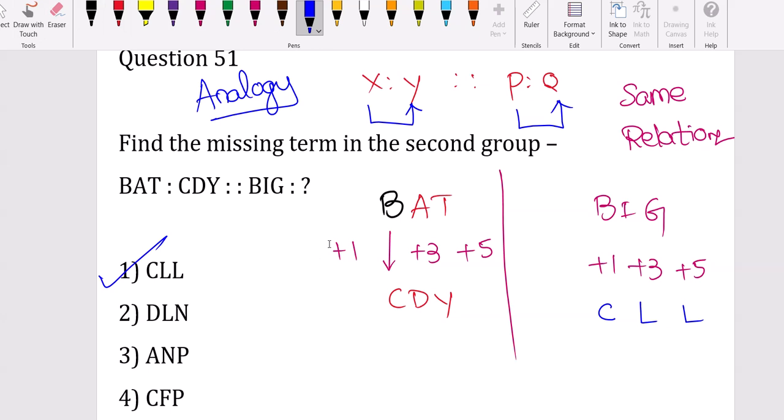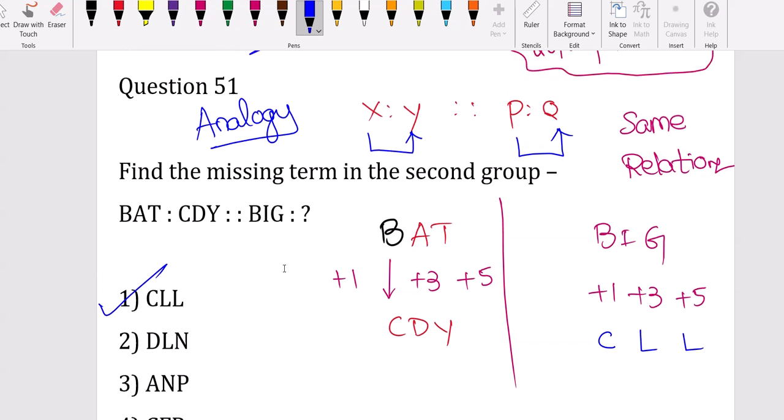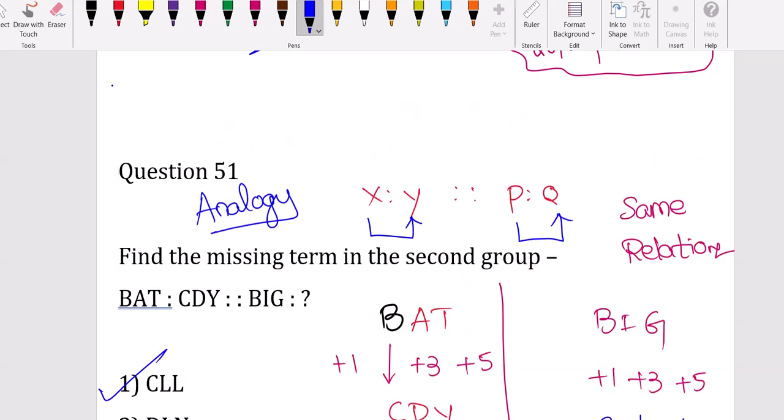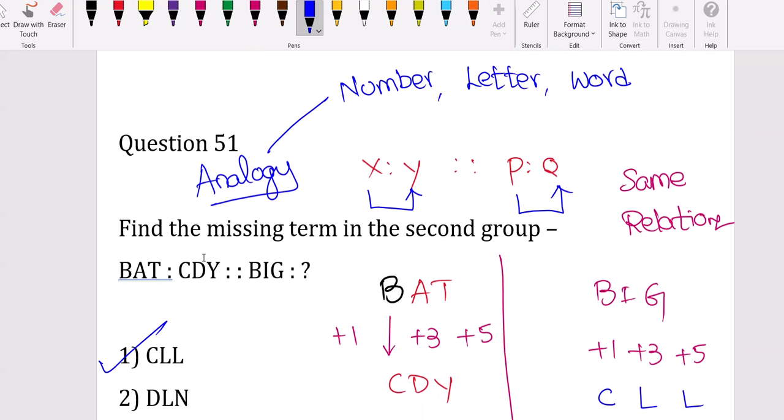This is related to letter analogy. The analogy concept, we can say, is divided into three things: one related to letters, one related to words, and one related to numbers. Three different areas. X and Y can be a number, a letter group, or a word. Whatever it might be, number, letter or word, we have to find the relation in the first pair, identify it, and apply it in the second pair. Simple as that.